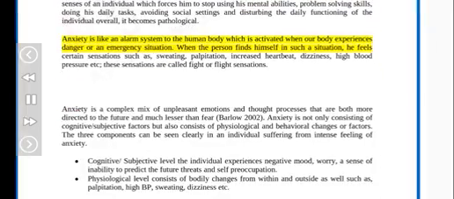Anxiety is like an alarm system to the human body which is activated when our body experiences danger or an emergency situation. When the person finds himself in such a situation, he feels certain sensations such as sweating, palpitation, increased heartbeat, dizziness, high blood pressure, etc. These sensations are called fight or flight sensations.